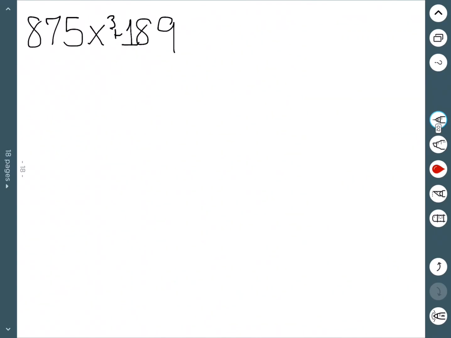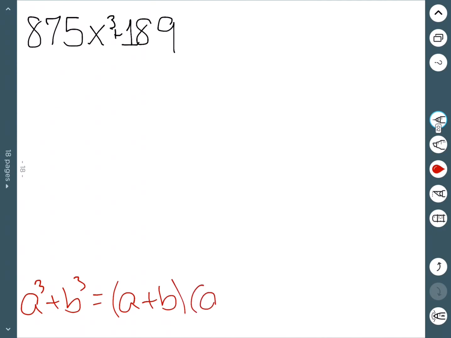This time, we have the sum of cubes. And like I just said, we did have a formula for that. a cubed plus b cubed is (a plus b)(a squared minus ab plus b squared). However, this actually doesn't look like the sum of cubes since 875 is not a perfect cube and neither is 189. However, the real first step for factoring is to see if they have anything in common.